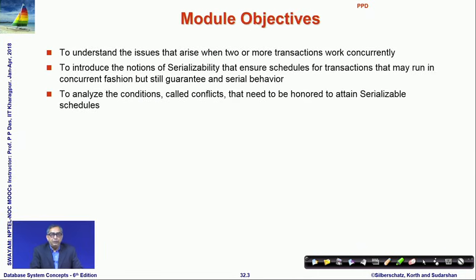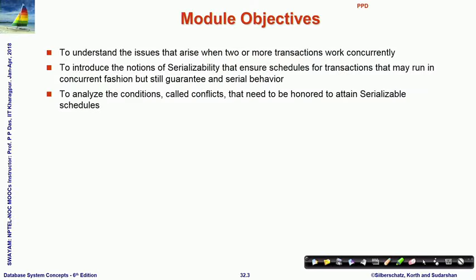And in this module we will try to understand what are the very specific issues that happen when two or more transactions work concurrently. We have seen that it is possible that they execute in a schedule which would not let us preserve the ACID properties.